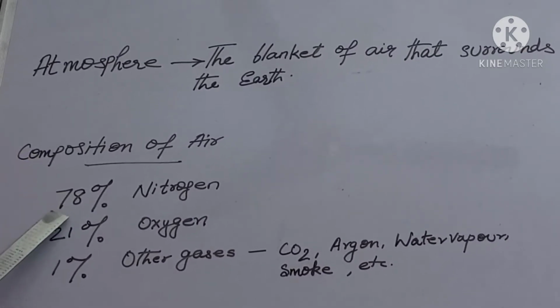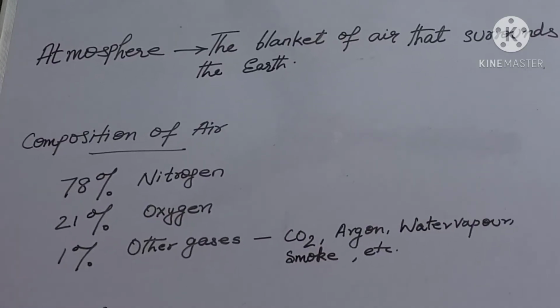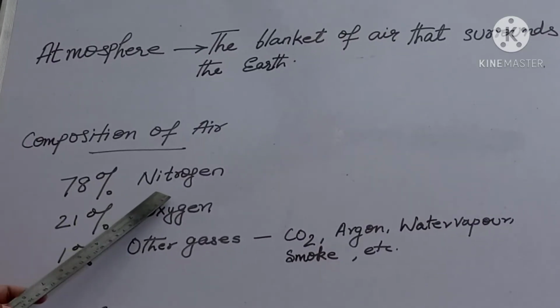Air contains 78% nitrogen, 21% oxygen and less than 1% of argon, carbon dioxide and other gases. It also contains water vapor, smoke and dust particles. Now we will see the uses of nitrogen.